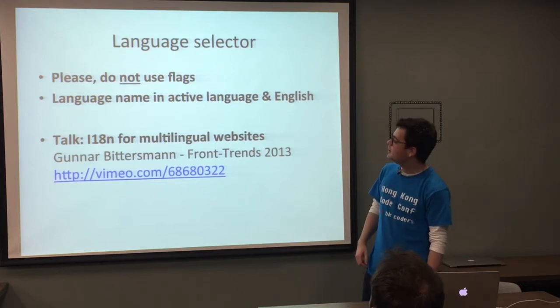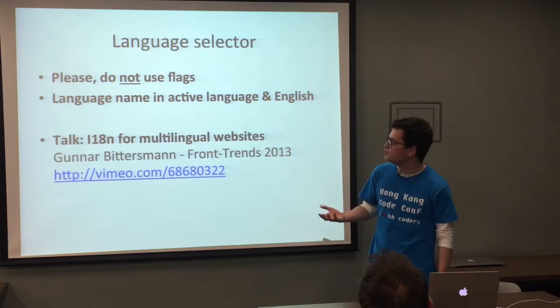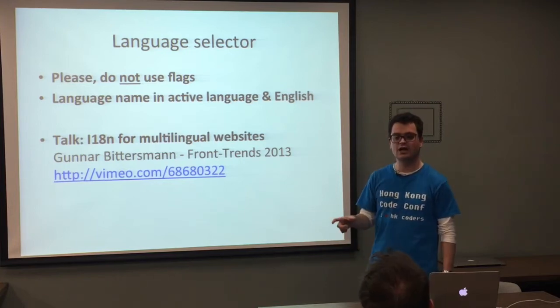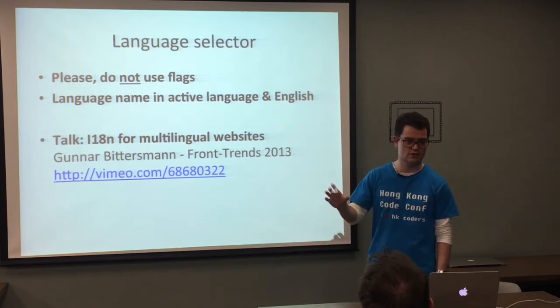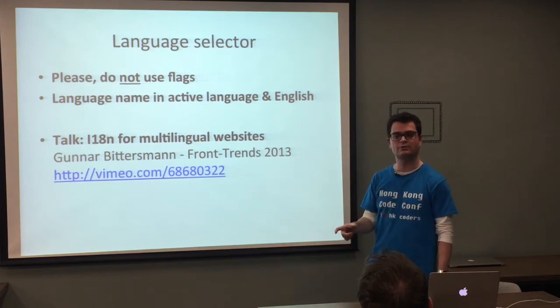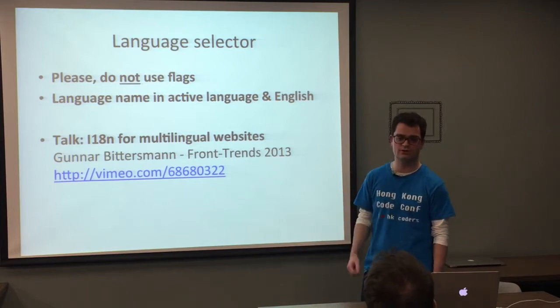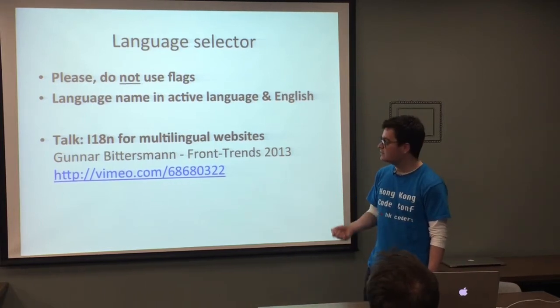Don't do that. Another thing is, if you list out the languages, what could you do instead? Maybe you can list the language names in the language that you're visiting in. So if you're already in English, you show the name in English. But if you're, for instance, Chinese, you still show the languages in Chinese. So for a native speaker, it's easy to select. There are some smarts, of course, that you can do to detect this.